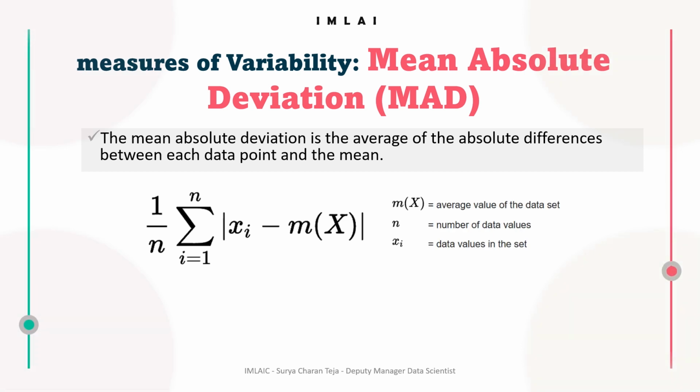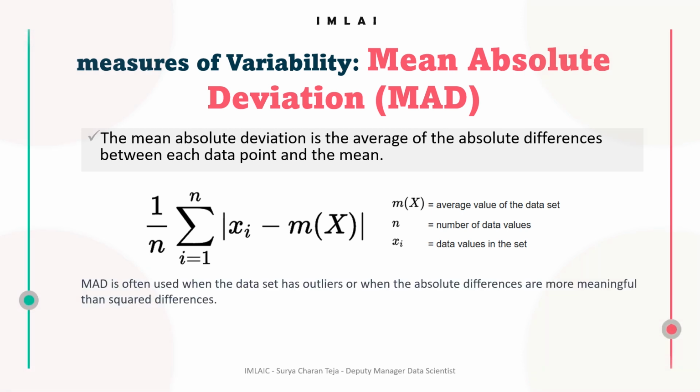So what does it consist of? m of x is the average value of the data set. N is the number of data values, the size of the population, and xi is the individual data value in the set. So MAD is often used when the data set has outliers or when the absolute differences are more meaningful than the squared differences. Let's take one example here to understand the mean absolute deviation.